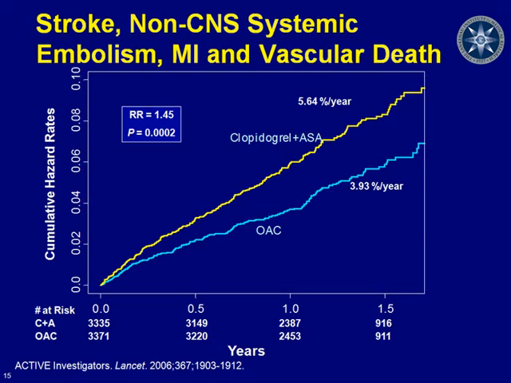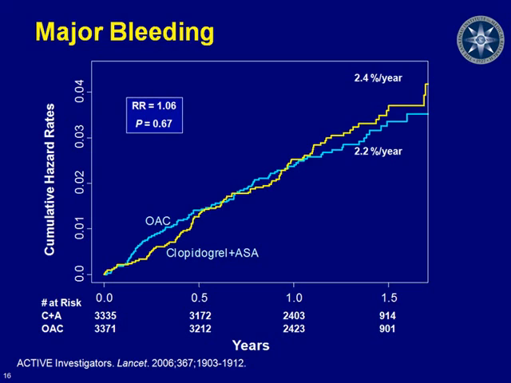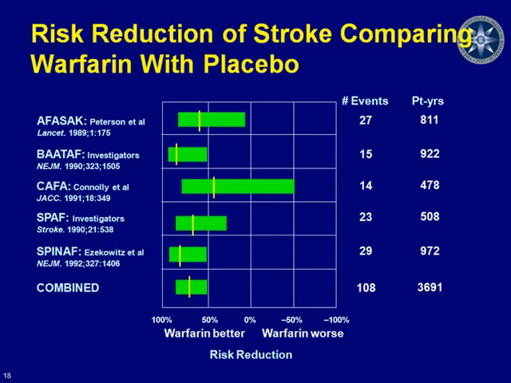Now, what about Warfarin? Warfarin has been shown in 5 clinical trials to be superior to placebo in patients with atrial fibrillation with respect to stroke reduction. And the overall benefit is approximately 70%. And in some trials, the benefit is over 80%, for instance, the BAFTA trial. So there is no doubt that Warfarin is a highly effective preventative measure when used in patients with atrial fibrillation.